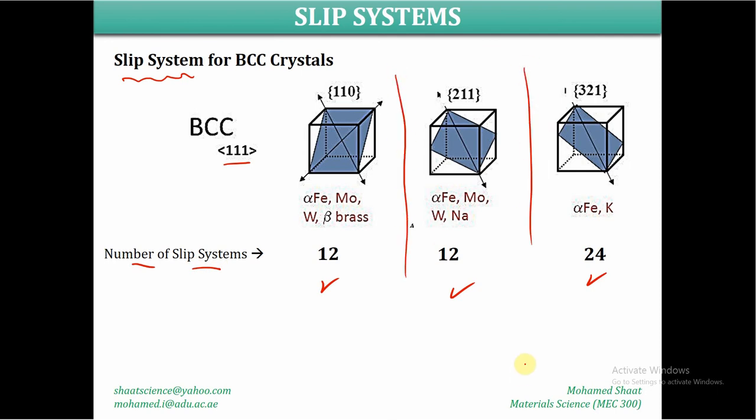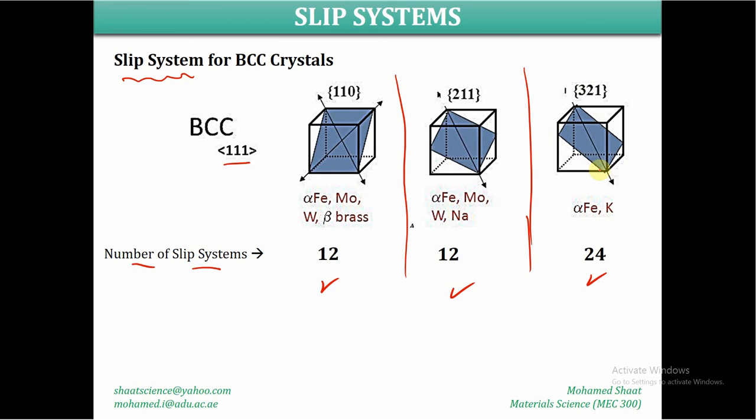So if we count the number of slip systems that belong to these 3 options, as I mentioned, this depends on the applied load and on the material type. In case you have a metal with BCC crystal structure, there are three types of slip system. Type 1 has the crystallographic plane 110 and the direction 111. Type 2, the crystallographic plane is 211 and the direction is 111. For type 3, it is 321 and the direction is 111.